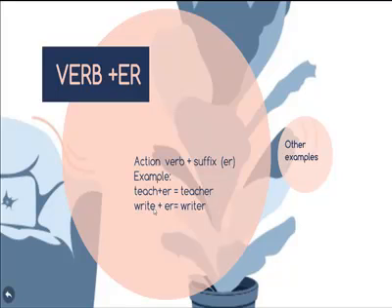The rule says that if the verb already ends in E, we don't have to double the E, we just add the R. So write plus ER, it would be writer, just one E. So write means escribir and writer, escritor.